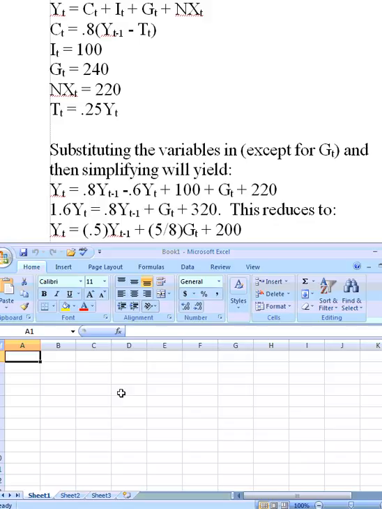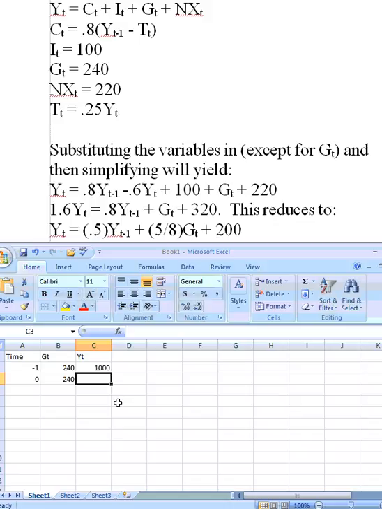Now we get into Excel and we have time, gt, and yt. Time has to start in the past because of the yt minus 1. Since there's one lag, this can be -1, then 0. gt is given as 240. Yt from the past has to be given to you. Let's assume that that's 1000.